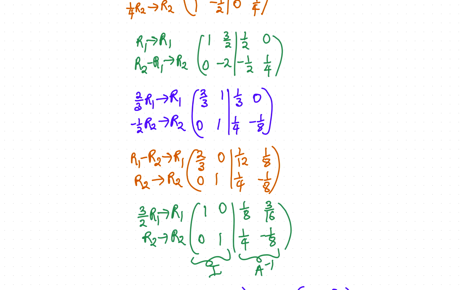We need 1 here. We also need 0 here. But the one easy way to go ahead with that is to make both 1 first. So to make 3 over 2 into 1, you can multiply the old row 1 by 2 over 3. And to make this one 1, you can multiply the old row 2 by minus 1 over 2, because this minus 1 over 2 will turn this one into 1. All right. So that is what we are doing. So 2 over 3 times 1.